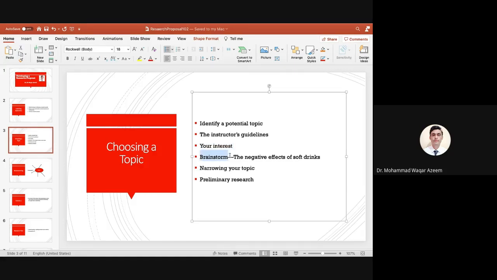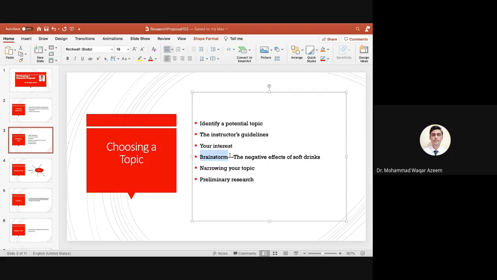So when you are choosing the topic, a strategy, which of course is an old strategy, we are already aware of that, helps over here as well, which is to brainstorm. So brainstorm and think of the possible topics on which you would like to write your paper.